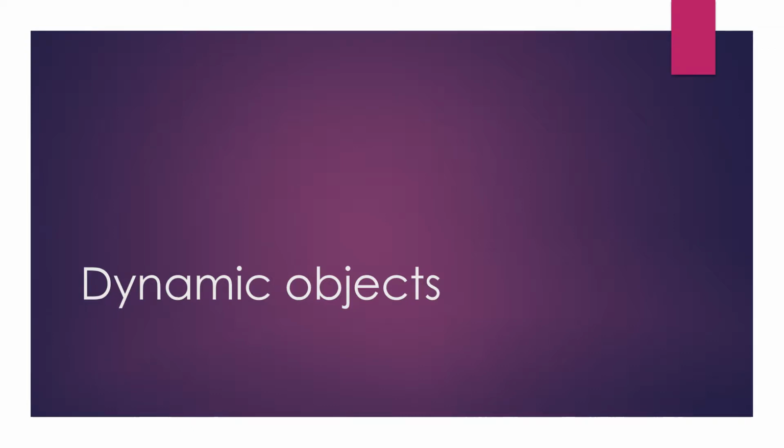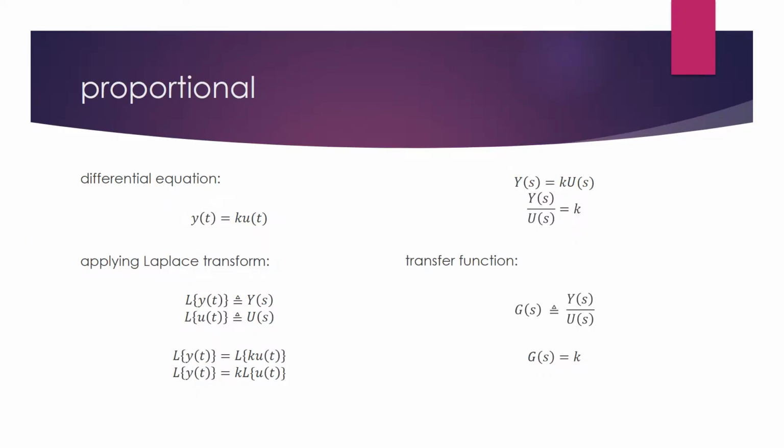Hello, today I'm going to model some examples of dynamic objects we have in computer control systems and explain how to compare the differential equation of each object to the respective transfer function. The first dynamic object I want to present is the proportional controller.